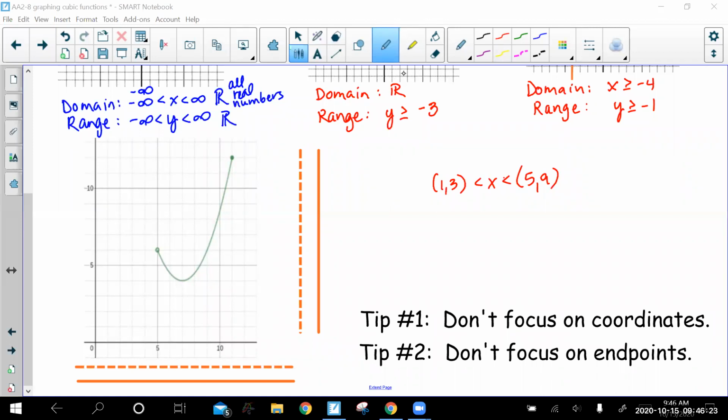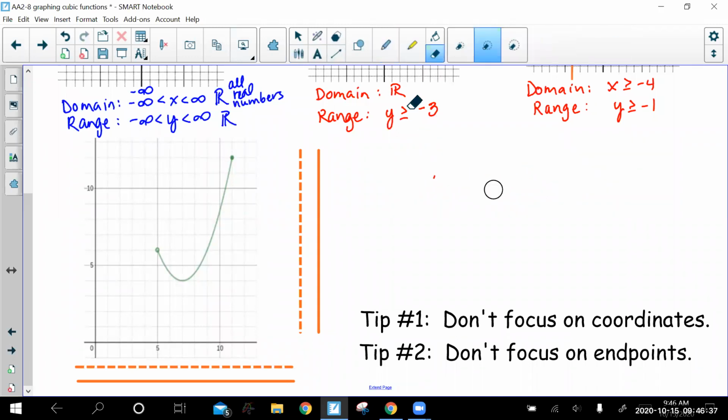You're looking at points. You're just so used to thinking of these things as coordinates, and they are, but you're not going to want to use coordinates for your domain and range. That doesn't make sense. That would be thinking two-dimensionally. And remember, we're only thinking one dimension at a time. So we don't want to do that.